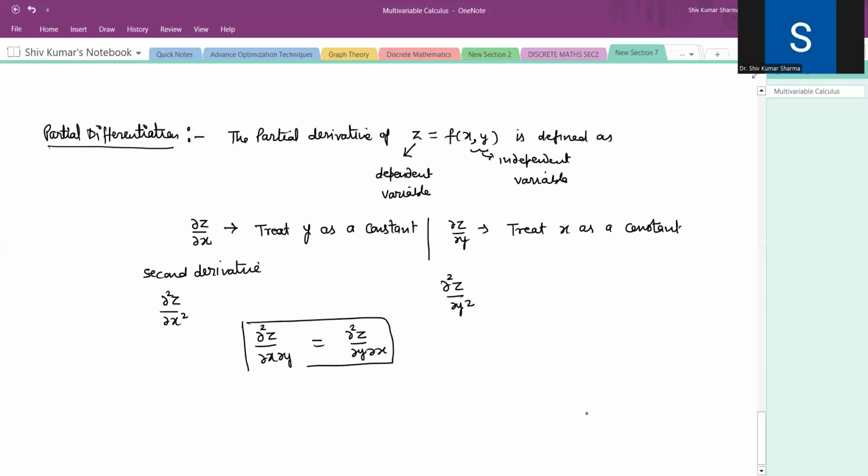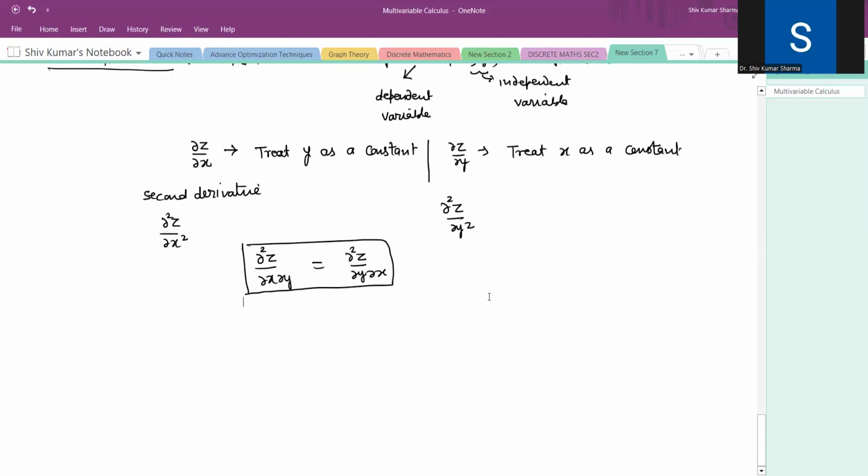So this value is equal to del square z upon del x del y, equal to del square z upon del y del x. When we are obtaining the first derivative with respect to x, we treat y as a constant, del upon del x, and similarly we calculate del z upon del y, treating x as a constant. So we have a function z equal to f of x, y. We define the partial derivatives of z with respect to x and y, obtaining del z upon del x and del z upon del y.